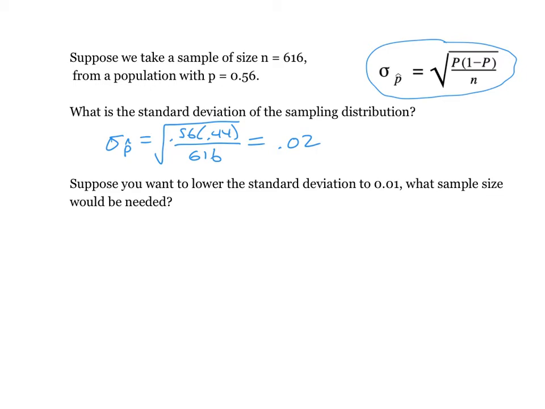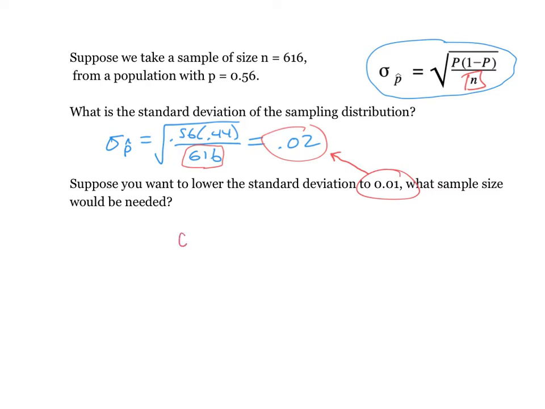Now, suppose you want to lower that standard deviation to 1%. What sample size would be needed? So 2% apparently was too big, and I really want it to be 1%. So the only thing I can control is the sample size n. So what I'm going to do is replace that 1% for the 2% up here, and then I'm going to solve for a new sample size.